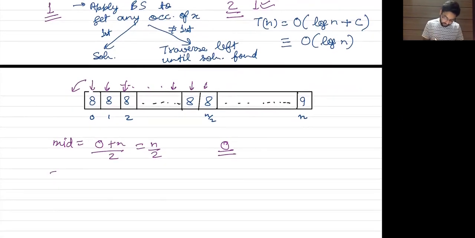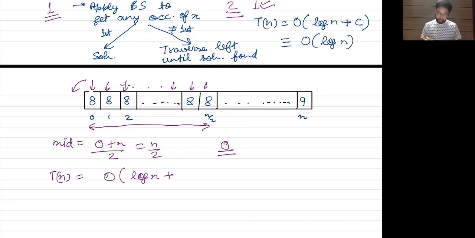So in this case, if we analyze the time complexity, then log n steps for the binary search, and then how many steps we had to take on the left? n by 2 steps. And this is equal to order of n. So here we cannot write the time complexity as order of log n, since in the worst case the value of c comes out to be equal to n by 2, which makes the worst case time complexity of this algorithm order of n.